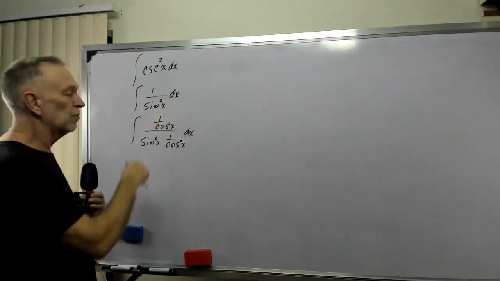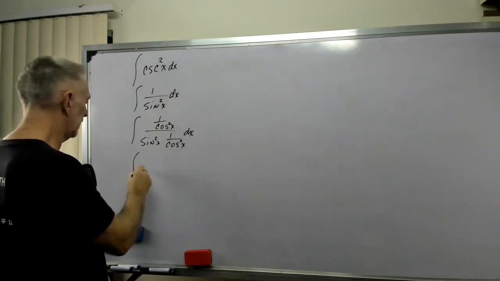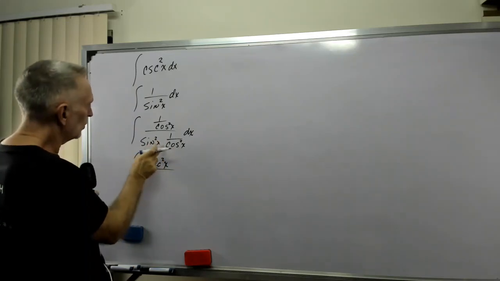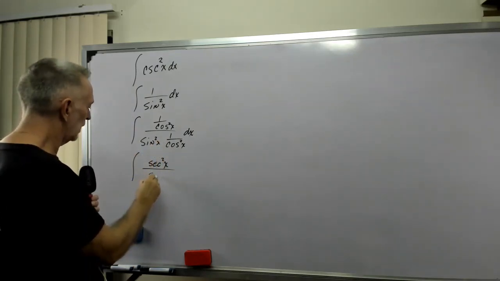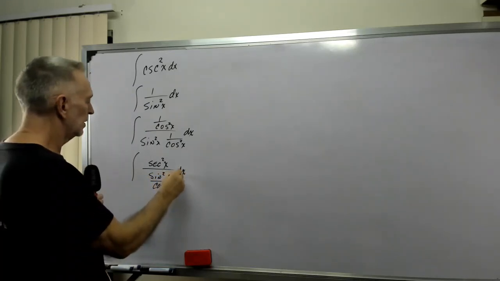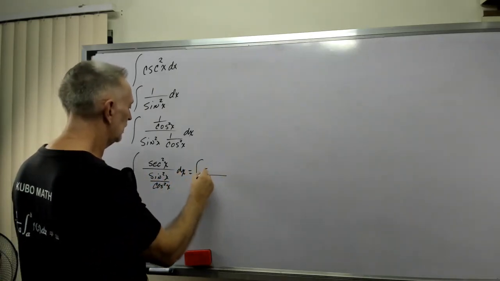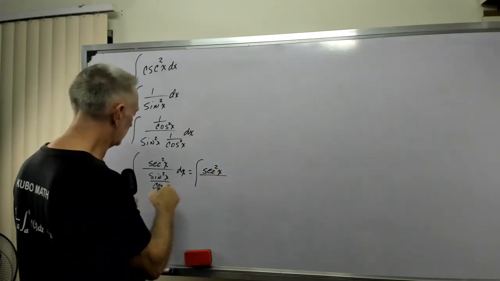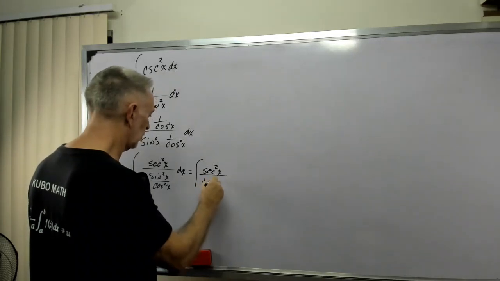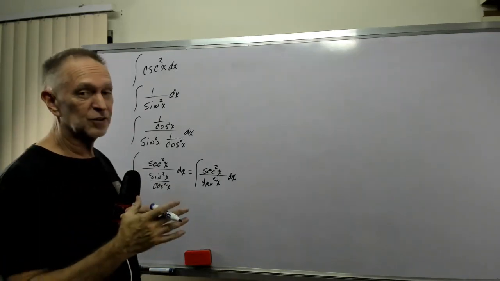Now, what is 1 over cosine squared? Well, it's secant squared. So I have now secant squared over sine squared over cosine squared. Well, what is sine squared over cosine squared? So now I have the integral of secant squared x. Sine over cosine is tangent. So I have tangent squared x dx.